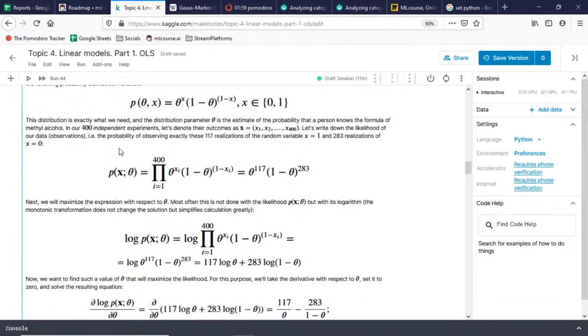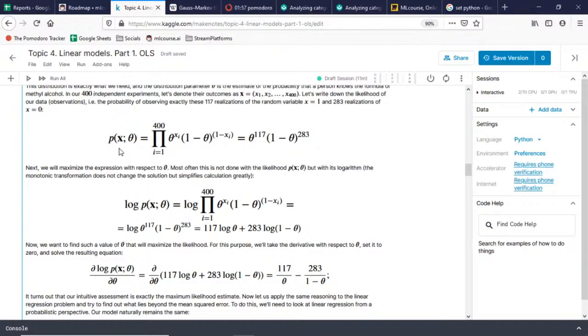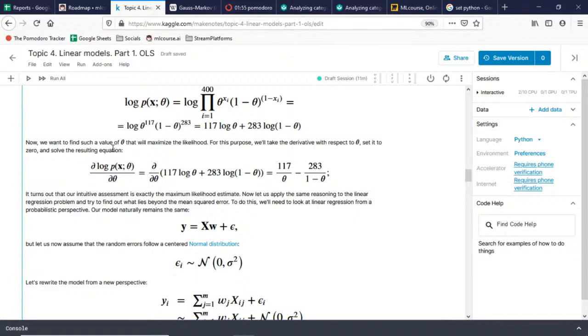Next, we will maximize the expression with respect to theta. Most often this is not done with the likelihood, but with its logarithm function. Now we want to find such a value of theta that will maximize the likelihood. For this purpose, we will take the derivative with respect to theta, set it to 0, and solve the resulting equation. Okay. It turns out that our intuitive assessment is exactly the maximum likelihood estimate.